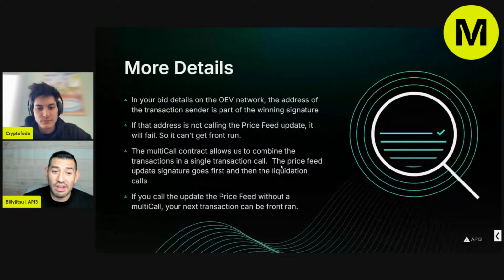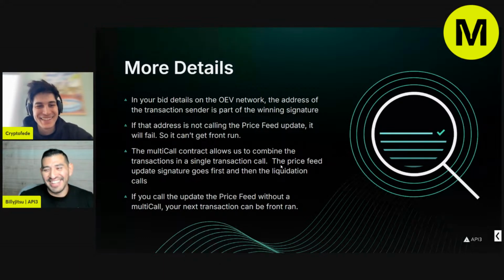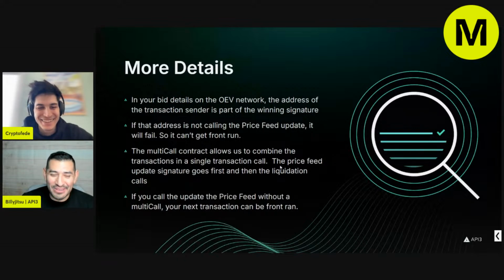And so the multi-call contract allows us to combine the transactions in a single transaction call, right? So the price feed update signature goes first, and then the liquidation transaction goes right after in the same transaction. If you do it in the multi-call with the liquidation first and then the price update, you're going to fail because the price hasn't updated. And if you call the update price feed without a multi-call, there's going to be another searcher who says, hey, thanks for the bid, thanks for the update, and they're going to front run you, right? So, that's one of those things.